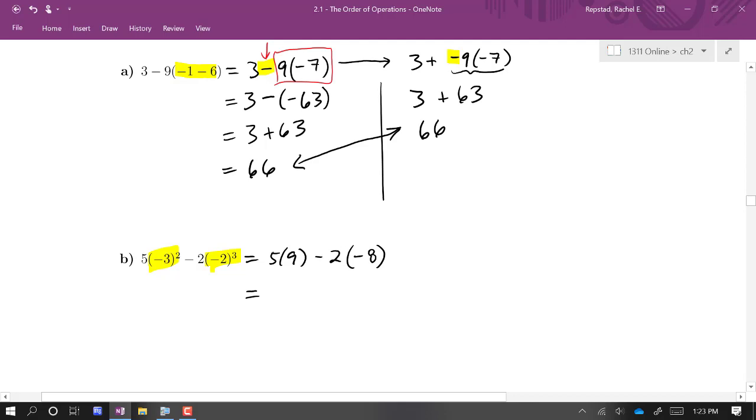Now I've got a couple products that we're going to subtract. So 5 times 9 is 45, minus 2 times negative 8 is a negative 16. And of course that's 45 plus 16. And 45 plus 16 is 61.